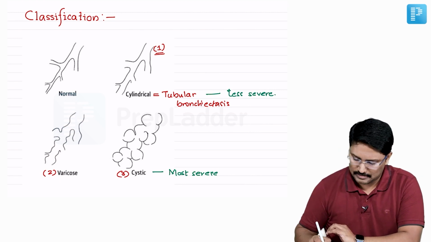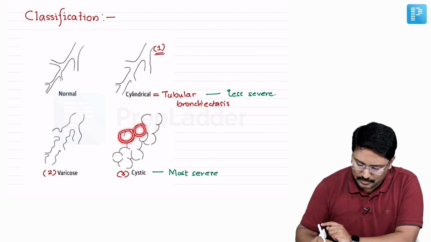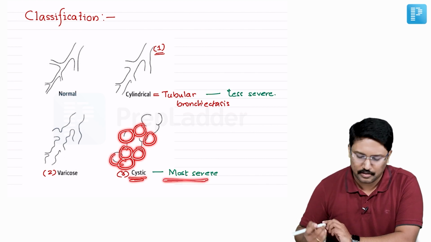And in cystic, as the name says, there is a cyst-like or grape bunch-like collection of dilated bronchi. So you can see that it is like cysts. That's what is called cystic bronchiectasis.